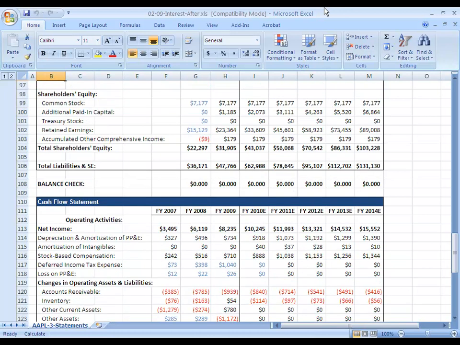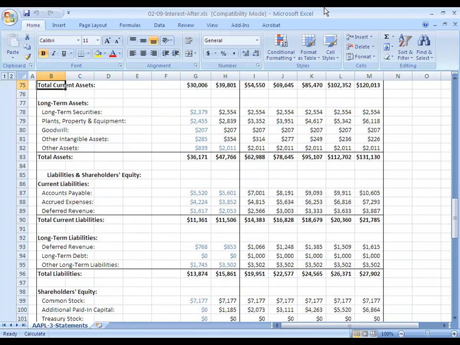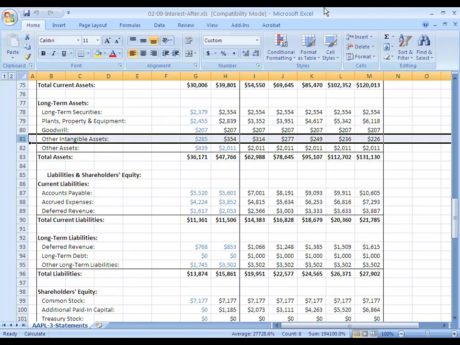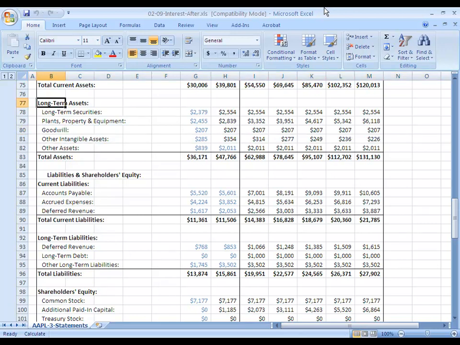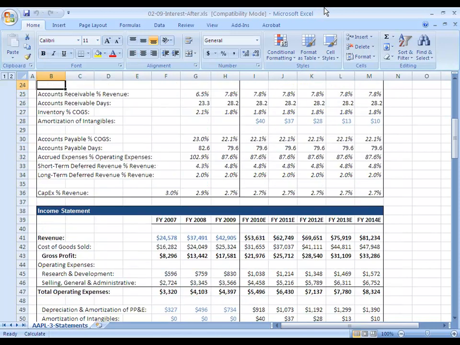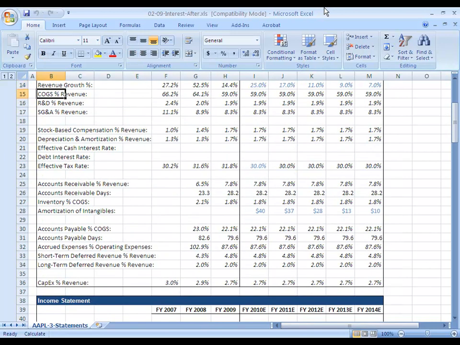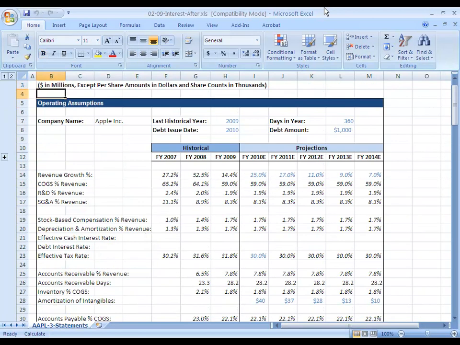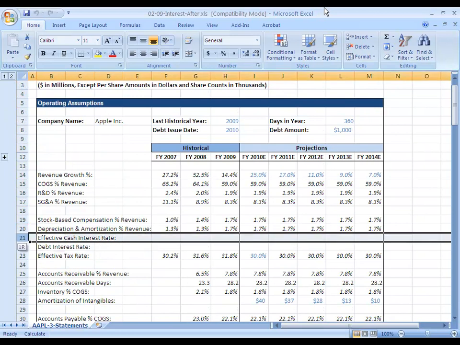One of the last remaining holes that we just filled in was figuring out what happened with intangible assets and the amortization of intangibles. So now the only remaining thing to do here is to figure out what's going on with the interest rates to Apple. So the first thing that we need to decide here is what the cash and debt interest rates are.